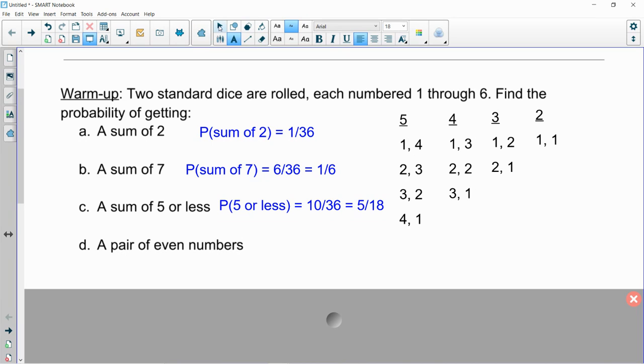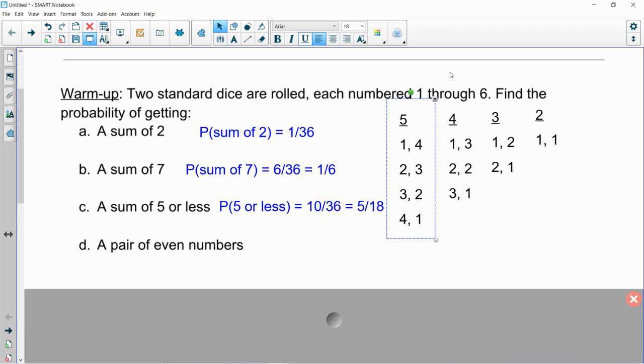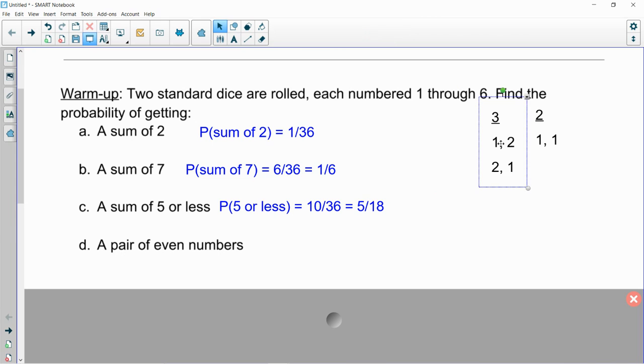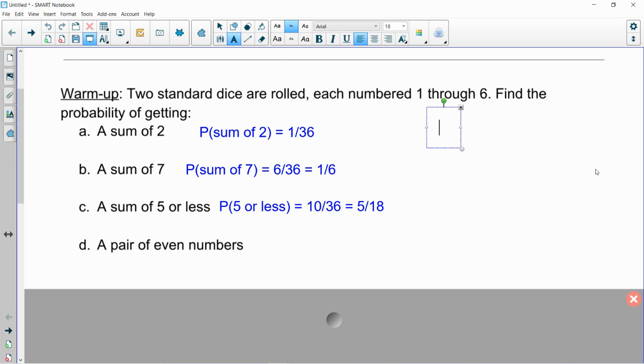What do we got left here? A pair of even numbers. Oh my goodness. So let's take a look at what we can do here. Okay, a pair of even numbers. Well, we could do a 2 and a 2. How about a 4 and a 4? A 6 and a 6. That's it, guys. That's the only way we get a pair of even numbers. So a pair meaning 2, so they both have to be even. Oh, wait a minute. They don't have to be the same number. They just have to be even.